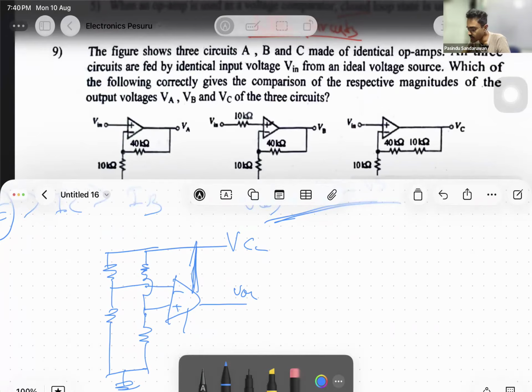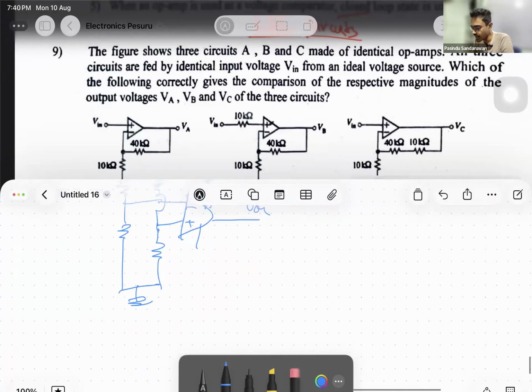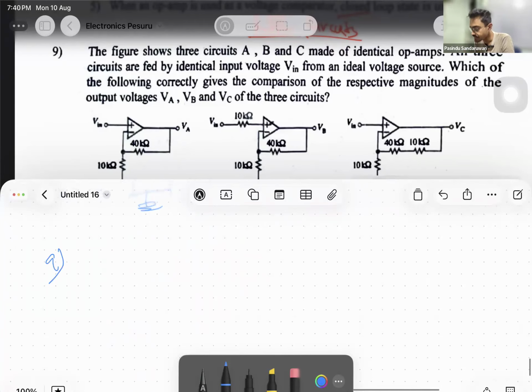9. The figure shows 3 circuits A, B, C made of identical op-amps. All 3 circuits are fed by identical input voltage Vin from an ideal voltage source. Which of the following correctly gives the comparison of the respective magnitudes of the output voltages VA, VB, and VC of the circuits? Okay, again a simple scenario, and the given case is a popular case again.